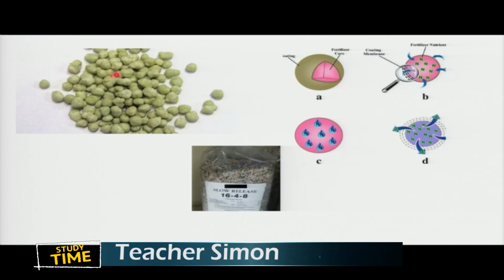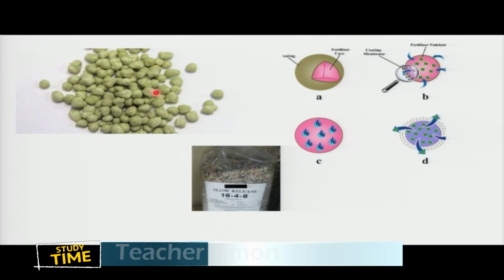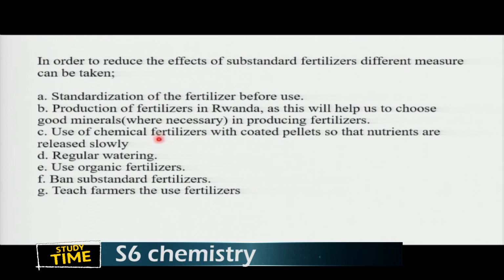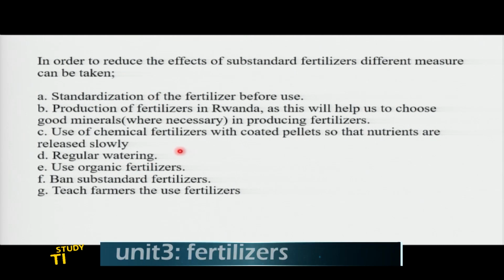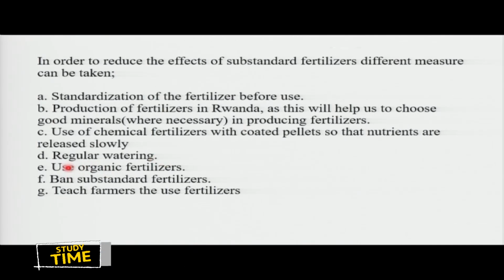And this is another example of a coated pellet. Then another way, you can carry out regular watering. In case you've used the substandard fertilizer, you can water such that they can leach, which will also cause eutrophication, which is not good.